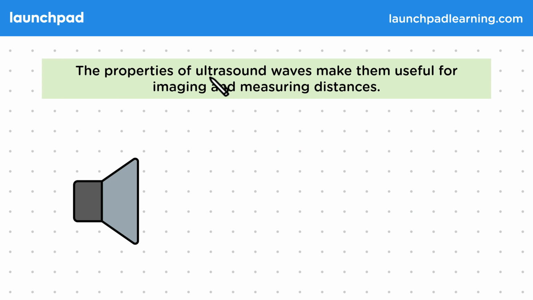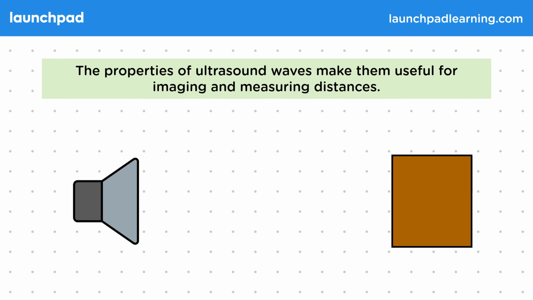Well, the properties of ultrasound waves make them useful for imaging and measuring distances. Now, these properties are mainly how the waves travel and behave at boundaries, but you don't need to be able to name these or explain why the waves have them. You'll only be asked about how processes like this one work.